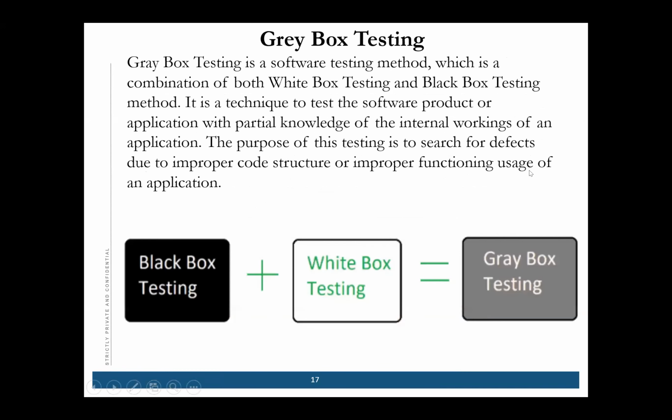Gray box testing. Can someone read it for me? Gray box testing is a software testing method which is a combination of both white box testing and black box testing methods. It is a technique to test the software product or application with partial knowledge of the internal workings of an application. The purpose of this testing is to search for defects due to improper code structure or improper functioning usage of an application.